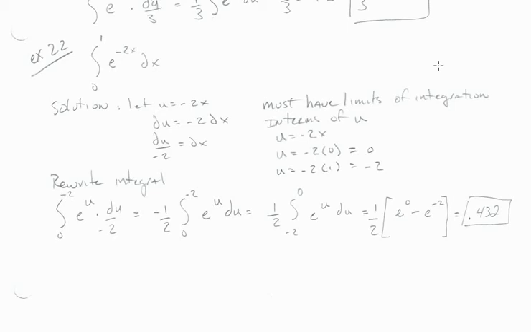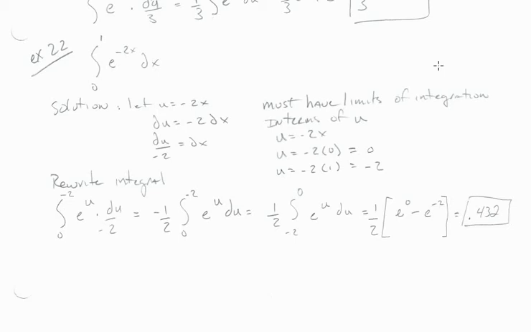Now we're not done. We have limits of integration, so that means we have to write those limits in terms of u. So we're going to take what we selected for u and plug our lower limit in, which is 0, and plug our upper limit in, which is 1, and get our new values of integration. So when we do that, we plug in 0 for x, you get negative 2 times 0 is 0. We plug 1 in for x, we get negative 2 times 1, which is negative 2.